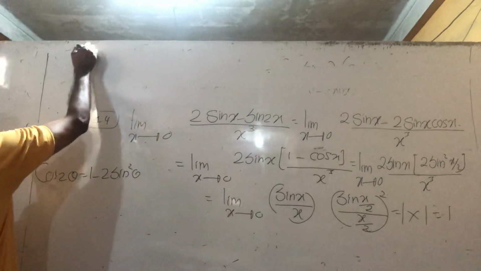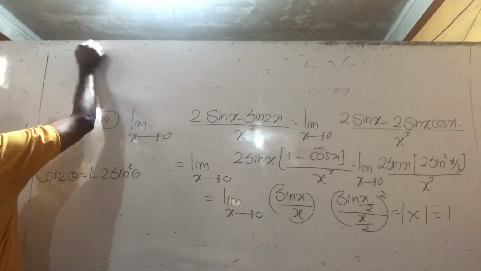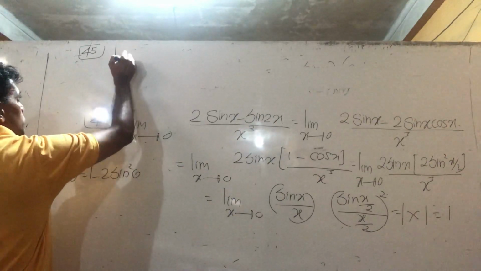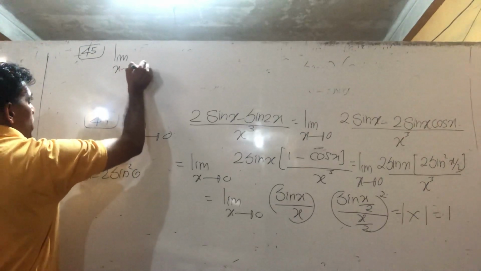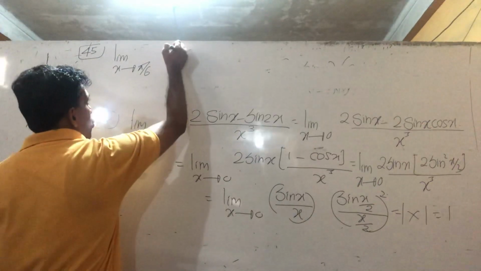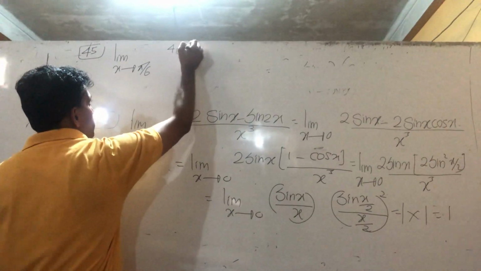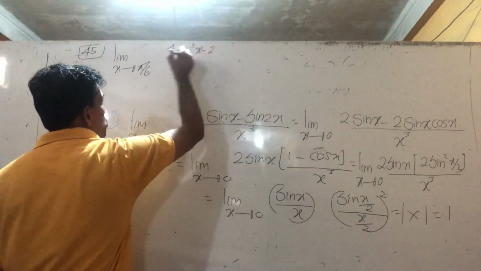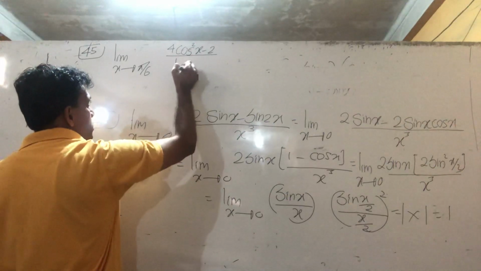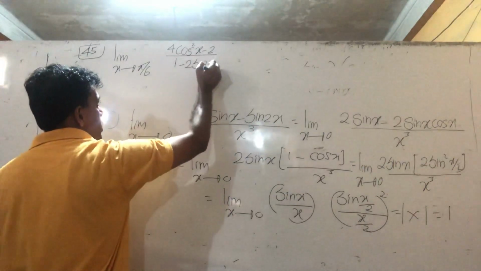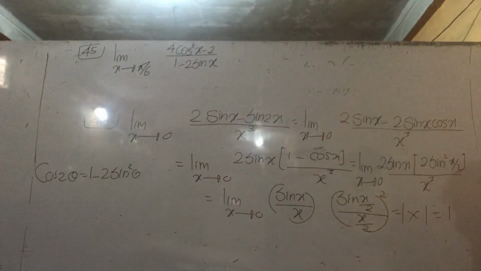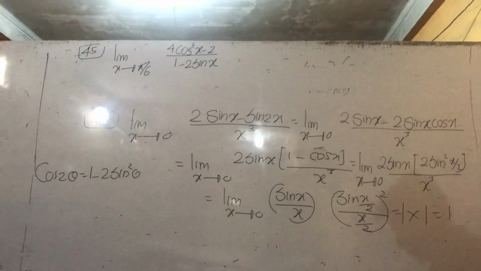Next question 45. Problem 45. Limit as x tends to pi by 6 of (4 cos square x minus 3) over (1 minus 2 sine x). Find the answer when x tends to 30 degrees, or as we call it, pi by 6.